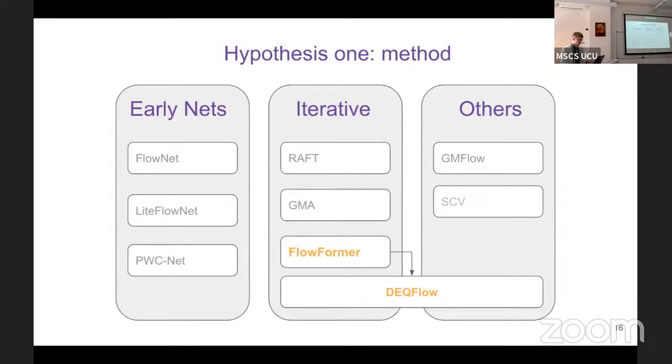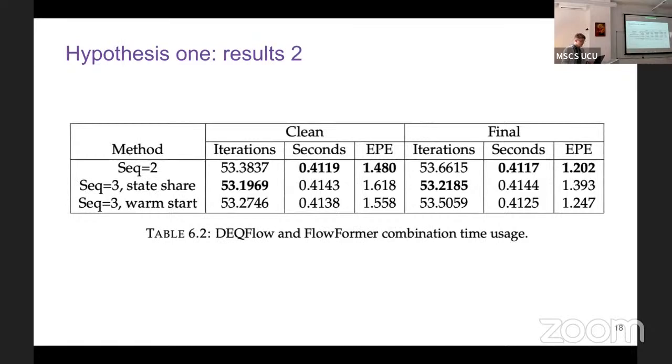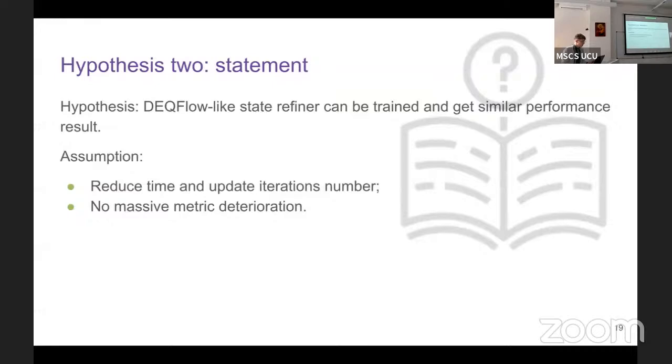And the results: the next one, we got a little bit poor EPE results. This table shows the average results from the Sintel data set, which is separated into clean and final subgroups. And also, according to iterations and seconds, with the flow approach, we reduce the iteration numbers a little bit when we are sharing the previous state from the image pair to the next one. Hence, we are adding additional features to processing the flow. And here you can see the warm start, which is just sharing the previous optical flow to the current image pair; it didn't work. So we can say that hypothesis one is weakly accepted.